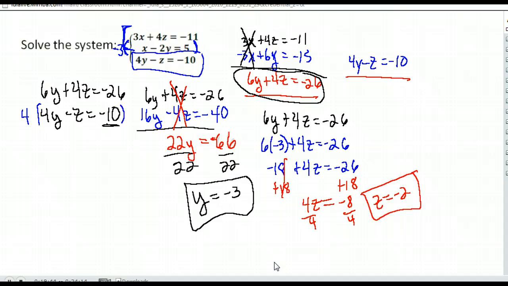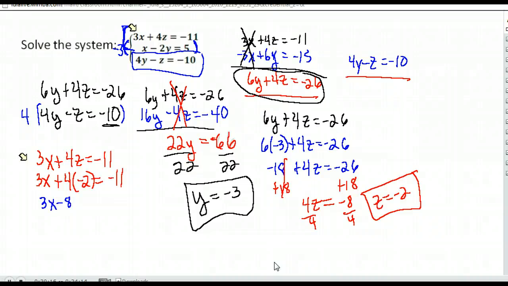Okay, so we have y, we have z. Now all we have to find is our x. So we're going to go back to either of these equations, as long as they have an x value in them, that will work for us. So if we use that top one, it has an x in it. 3x plus 4z equals negative 11. Our z we found was negative 2, so we can substitute that in and have 4 times negative 2.